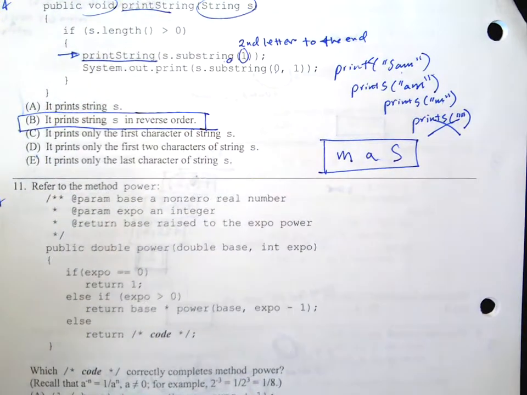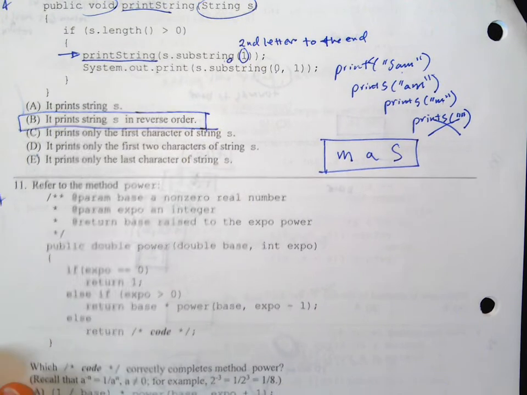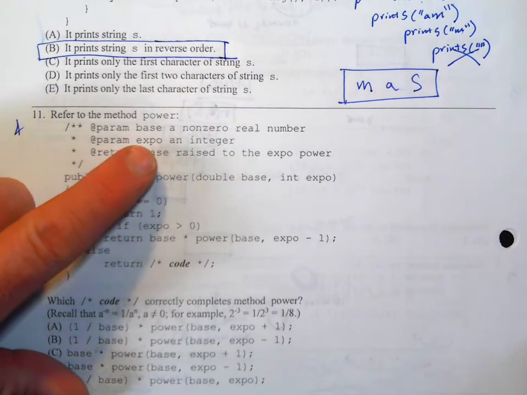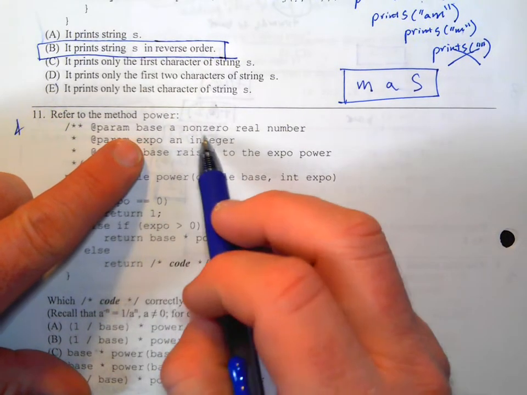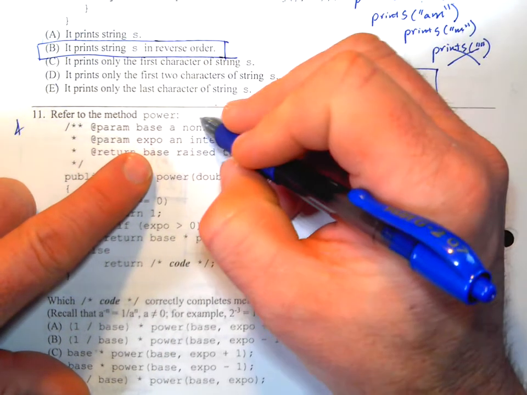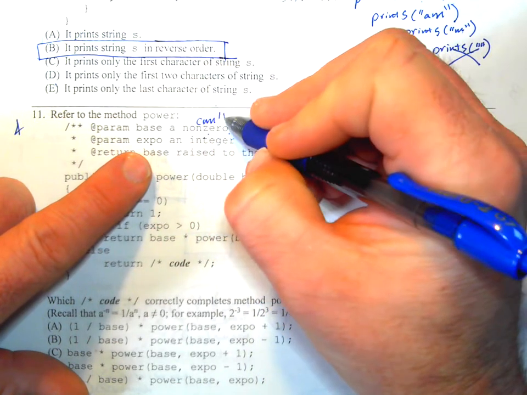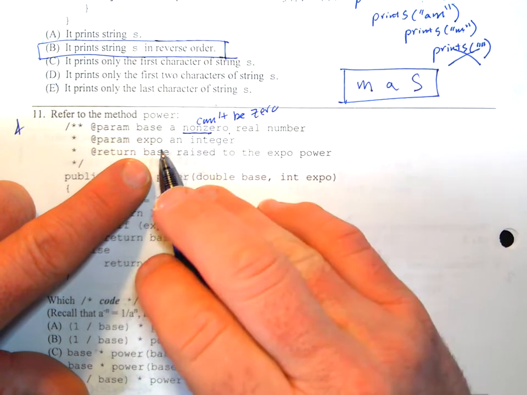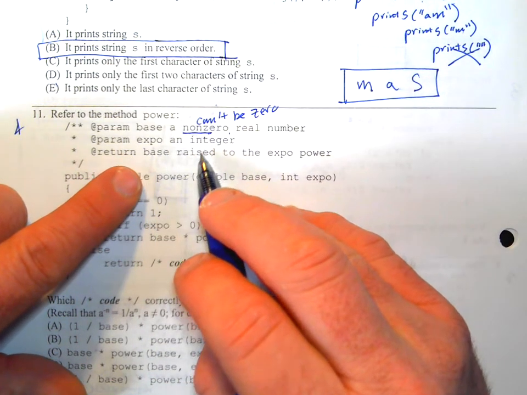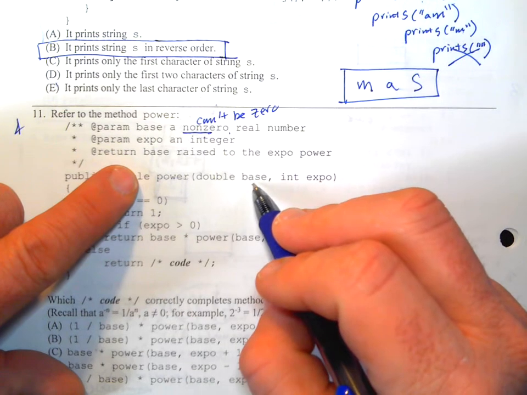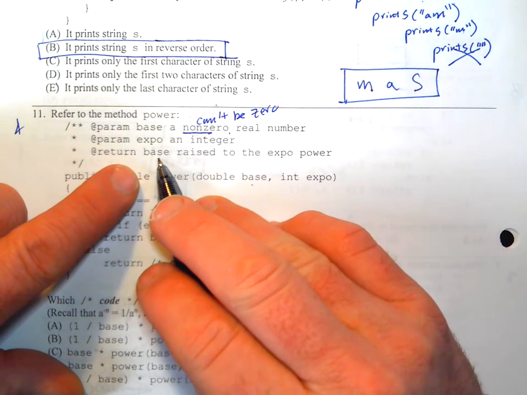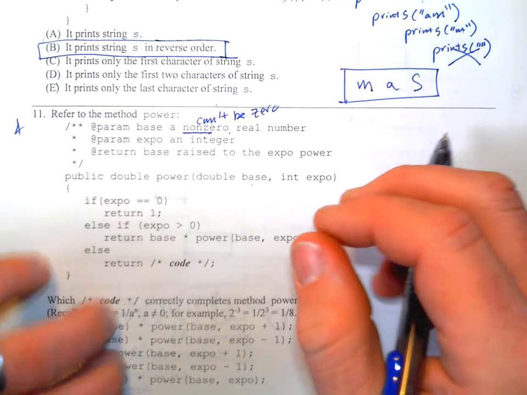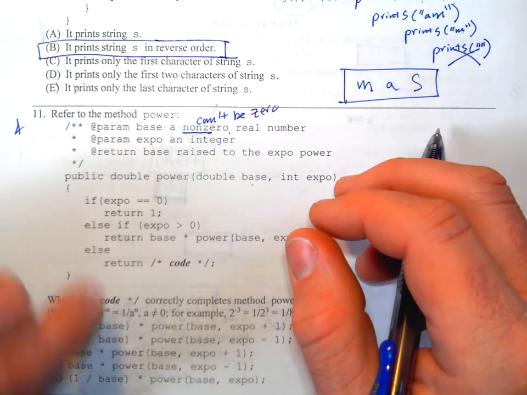I mean, the best way to figure that out is to just kind of trace it out with a simple example. 11, refer to the method power. Base, so they're telling you what they want you to do. Base of a non-zero real number. So can't be 0, essentially. Non-zero. The exponent is an integer. And the base is a double. And it should return the base raised to the exponent power. So it's trying to mimic an exponent being applied to a problem.